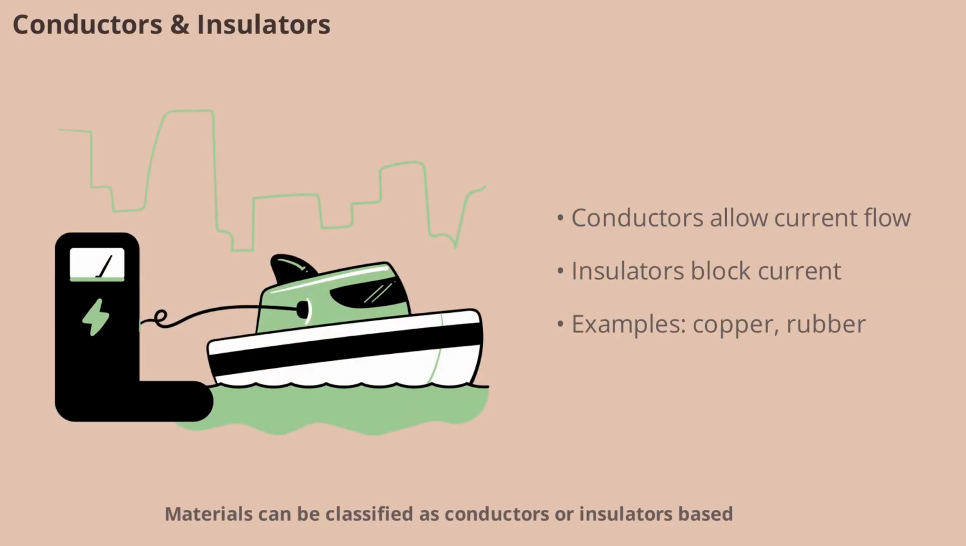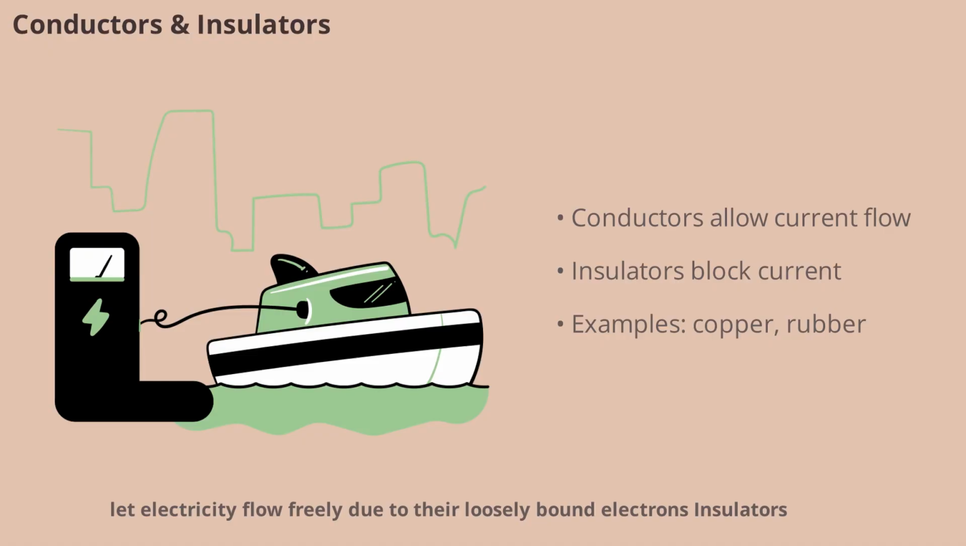Materials can be classified as conductors or insulators based on how easily they allow electric current to pass through. Conductors, like copper and aluminum, let electricity flow freely due to their loosely bound electrons. Insulators, such as rubber and glass, resist the flow of current, making them ideal for protecting us from electric shocks. Understanding the difference helps us choose the right materials for wiring and safety in electrical systems.